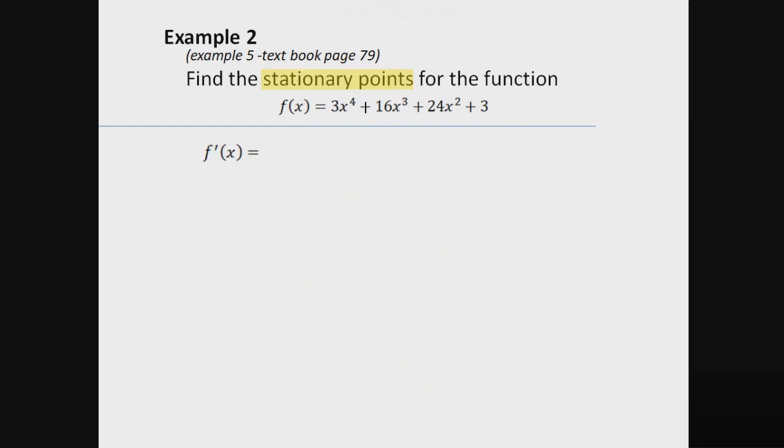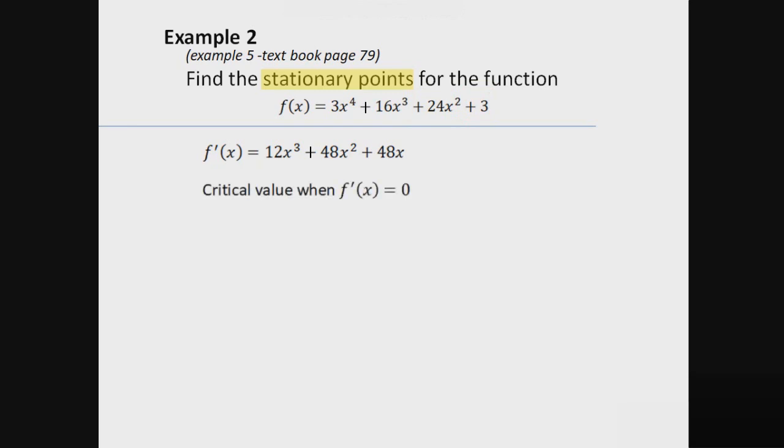Example 2. Find the stationary points for the function f of x is equal to 3x to the power of 4 plus 16x cubed plus 24x squared plus 3. For your information, stationary points are also called critical points. So in order to solve this question, we must first do the first derivative. The derivative of 3x to the power of 4 gives 12x cubed. The derivative of 16x cubed gives 48x squared. The derivative of 24x squared gives 48x. And the derivative of the constant 3 gives 0.